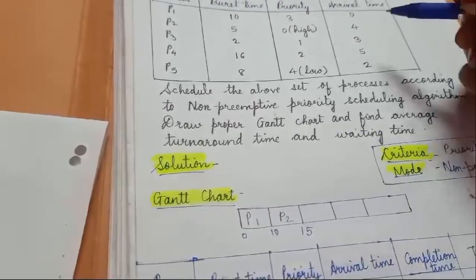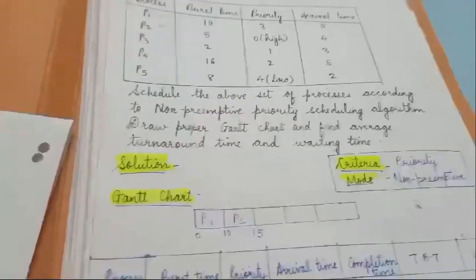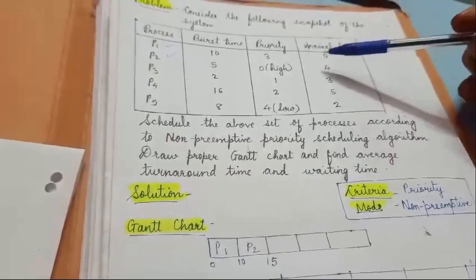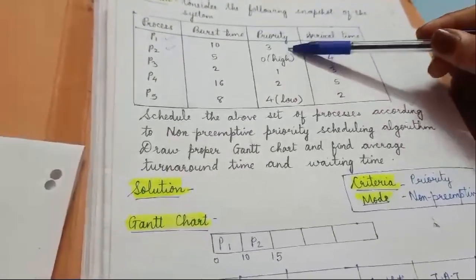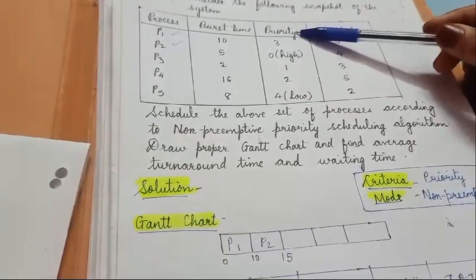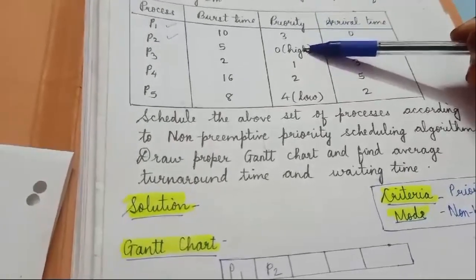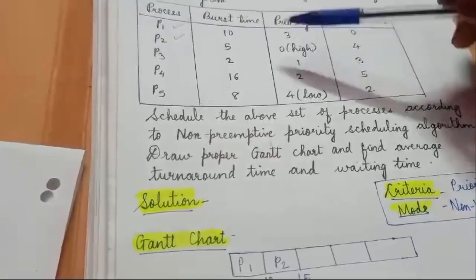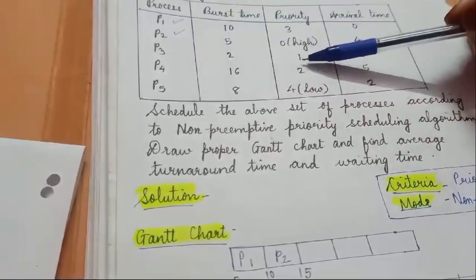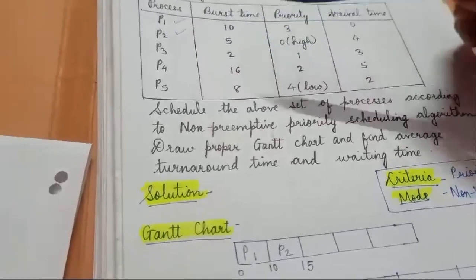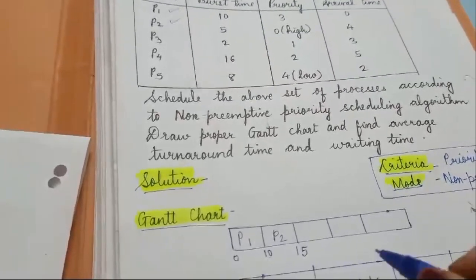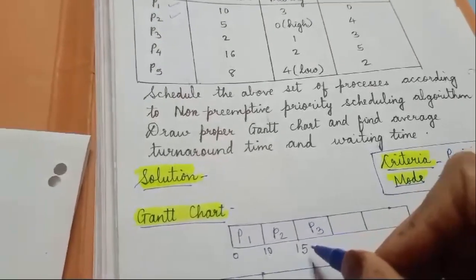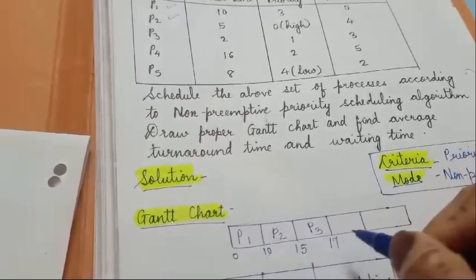Now, as you can see, P1 and P2 are completed. Now we'll again look at the priority column and check the next highest priority. After 0 is 1, that is P3. So P3 has priority 1 with burst time 2. Now P3 will execute with burst time 2, that is 15 plus 2 is 17.